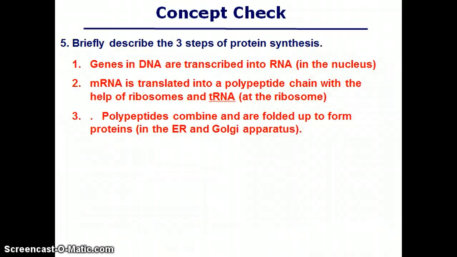Briefly describe the 3 steps of protein synthesis. 1. Genes in the DNA are transcribed, copied into RNA. That happens in the nucleus. 2. The mRNA is translated into a polypeptide chain with the help of ribosomes and tRNA. That happens at the ribosomes. And then last, the polypeptides combine and are folded up to form proteins. And that happens in the ER and the Golgi apparatus.